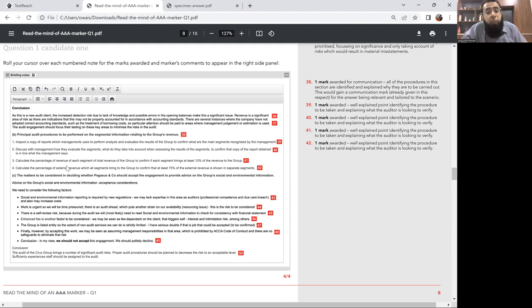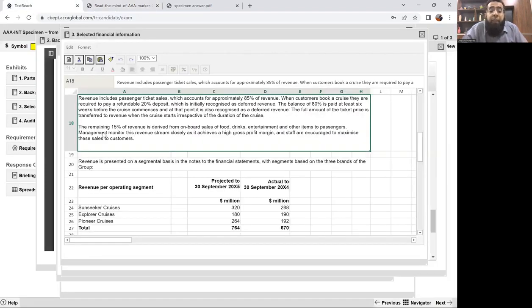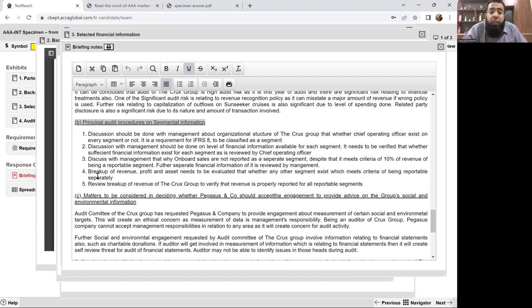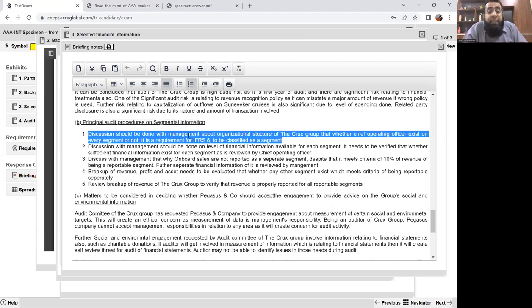So he got simple 4 marks. If you remember, we developed this procedure thing also. We also focused it on IFRS 8. Discussion should be done with management about the organizational structure of the Crux Group, that whether chief operating officer exists on every segment. So candidate A didn't write this for us. There's this procedure, but we referred to it. So will it be right? We referred to the chief operating officer.